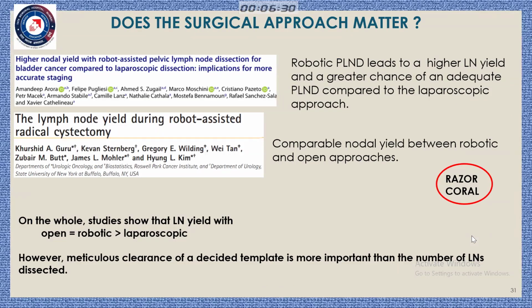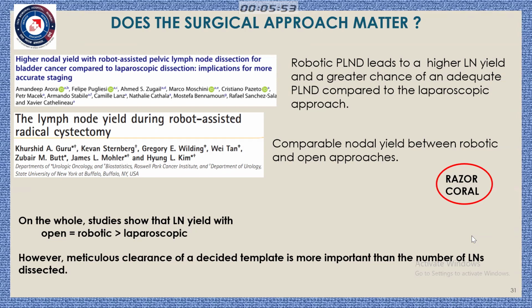Coming to the final question, does the surgical approach matter, robotic versus open versus lap? So there was a retrospective study done by Arora et al., which showed that robotic dissection gives a higher lymph node yield, significantly better compared to laparoscopic, but it is equal to open. As seen in the RAZOR and the CORAL trials, they compared the open and robotic radical cystectomy randomized control trials. So on the whole, we have found that the lymph node yield is equal in open and robotic surgeries, but overall it is higher than the laparoscopic surgeries.